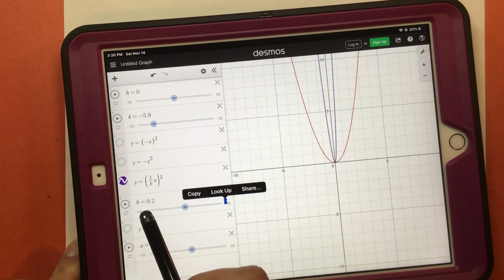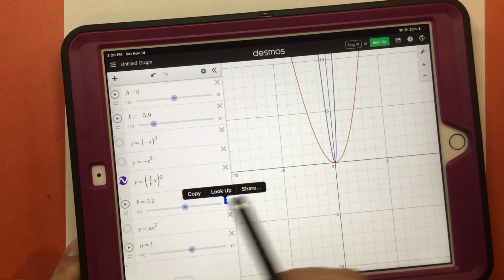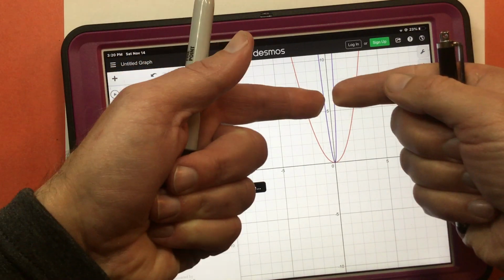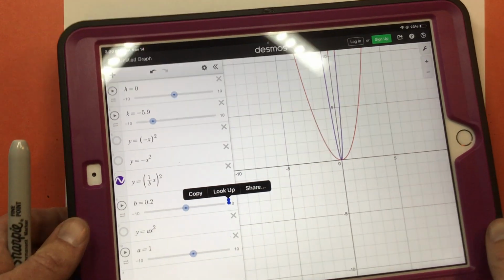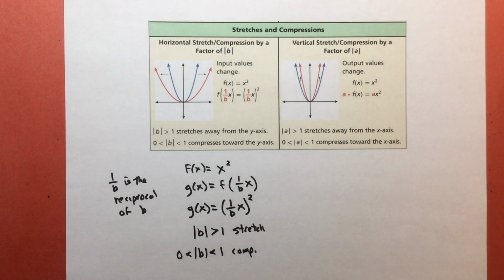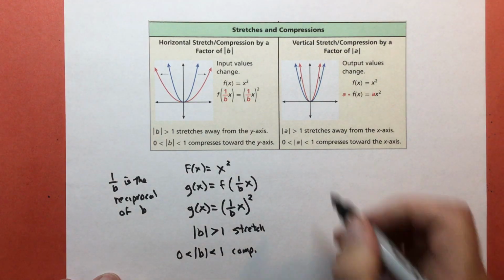If the number is bigger than 0 and less than 1, so this is 0.2, which is the same as 1 over 5, then it actually squeezed in like that. So it made the graph skinnier. I'll pull that out when we talk about the vertical stretches.